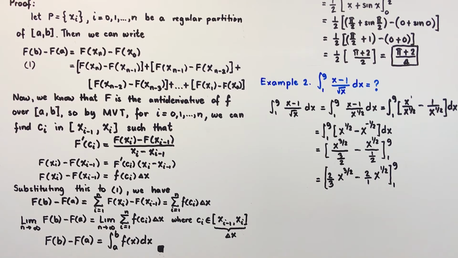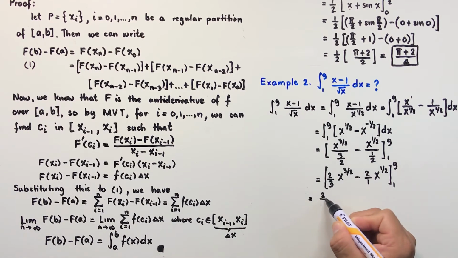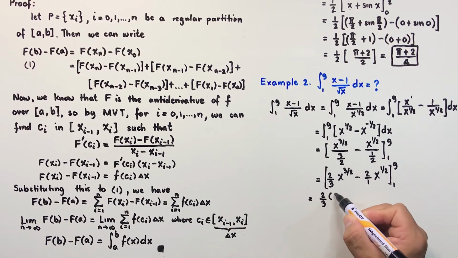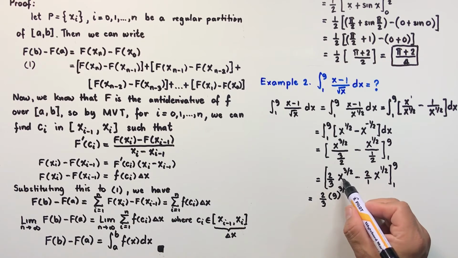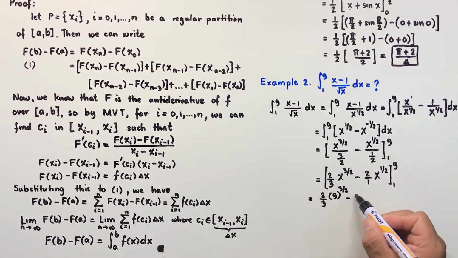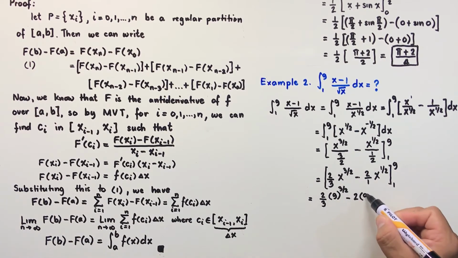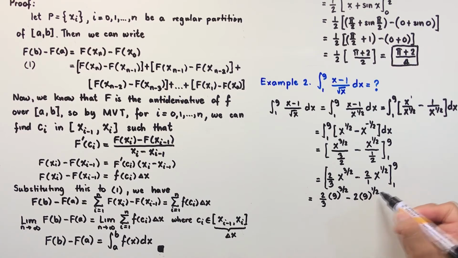So, applying the Fundamental Theorem of Calculus Part 2, we need to substitute our upper limit to the antiderivative of our integrand, which is this one here. So we have 2/3 times 9 to the power 3/2, if you substitute our 9 to our x, minus 2 times 9 to the power 1/2.